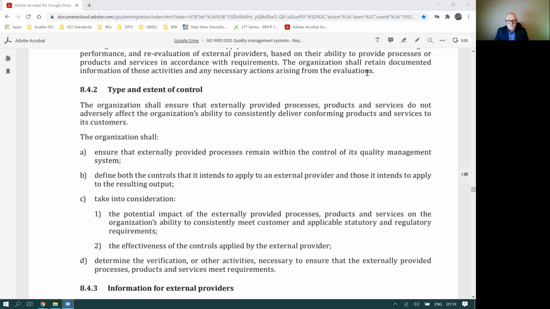Okay, D, determine the verification or other activities necessary to ensure that the externally provided processes, products and services meet requirements. So that could be an evaluation after the delivery. It could be throughout a fit-out project, for example. It could be spot checks along the way.